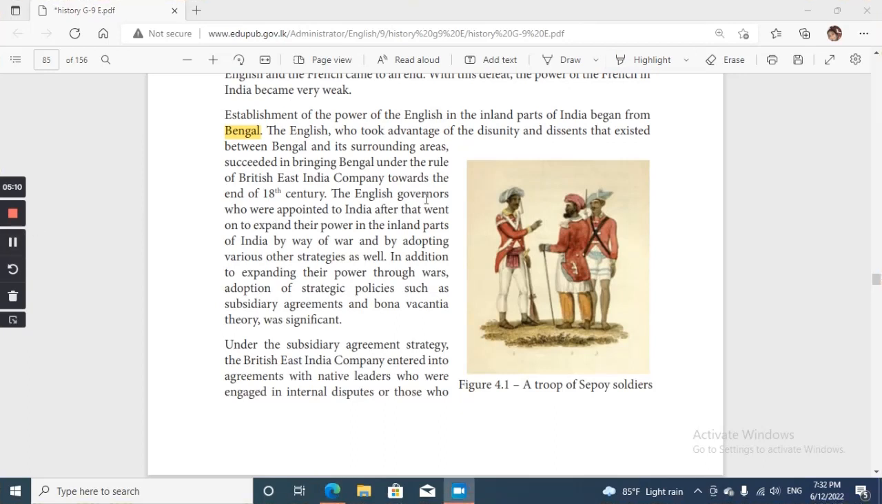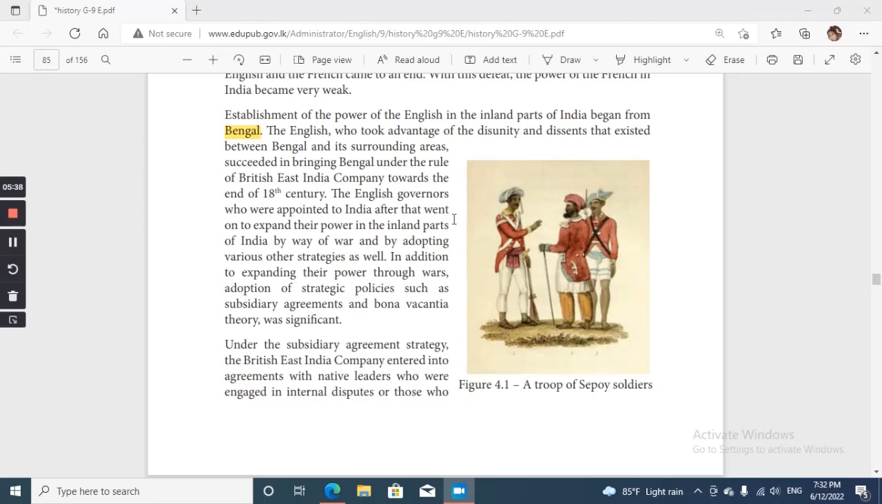The English governors appointed to India were taught to expand their power in the inland parts of India by adopting various strategies such as wars, and war was the main strategy of that time. They thought of improving their strategy.